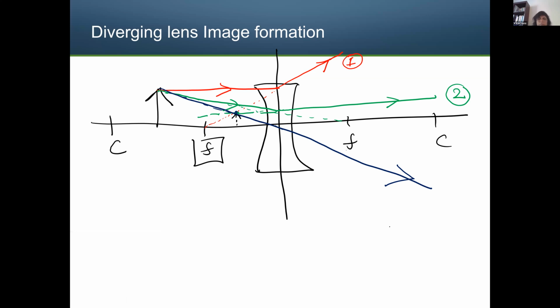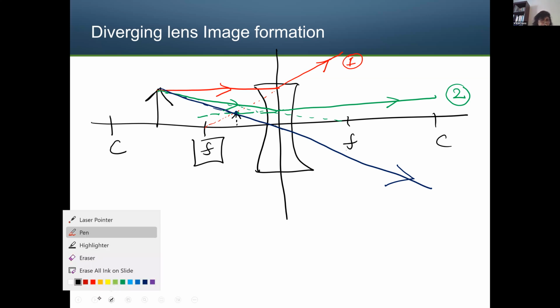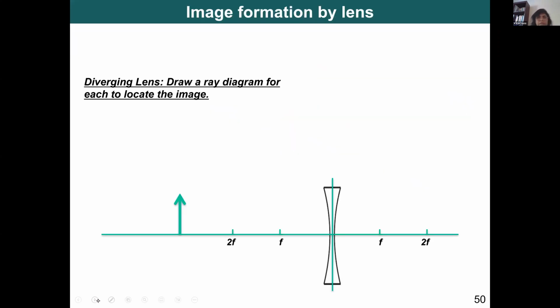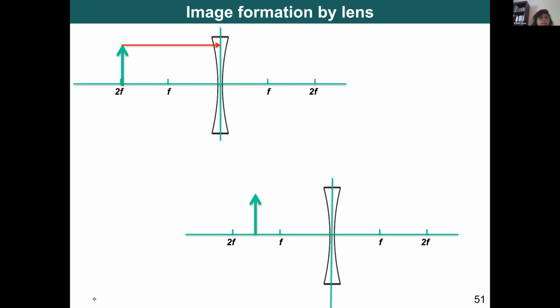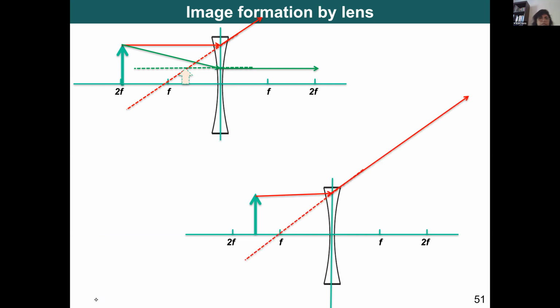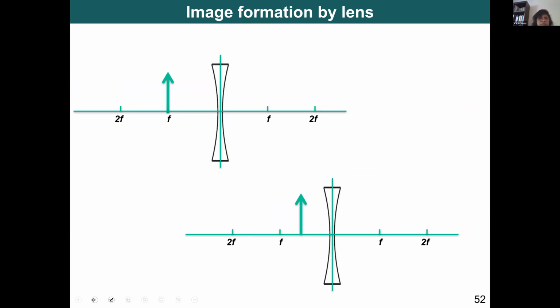Okay. So now by watching the other drawing, you can see that. So let's do this. The object is outside of 2F. You draw your two rays, and then you're going to see the image, the extended light, somewhere there. It is still upright, smaller in size, and virtual. And the next one, upright, smaller in size, and virtual. And the third one, upright, smaller in size, and virtual.